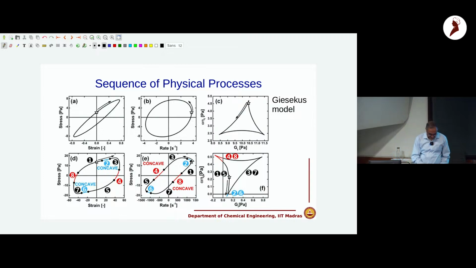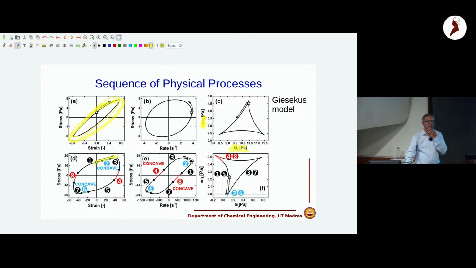So at low strains, of course, we know that it largely shows an ellipsoidal shape. But when we start increasing the strain, then you go through these points where curvature change is there, and there is strain stiffening or those kinds of features. Of course, in Giesekus's model, strain stiffening is absent, but you can see concave and convex regions in these. And this is the representation based on sequence of physical processes. So in some sense, it's a representation like Lissajous plots, but with different shapes.